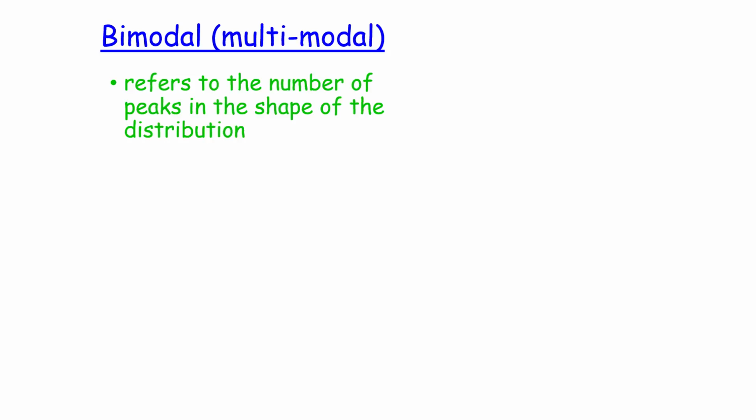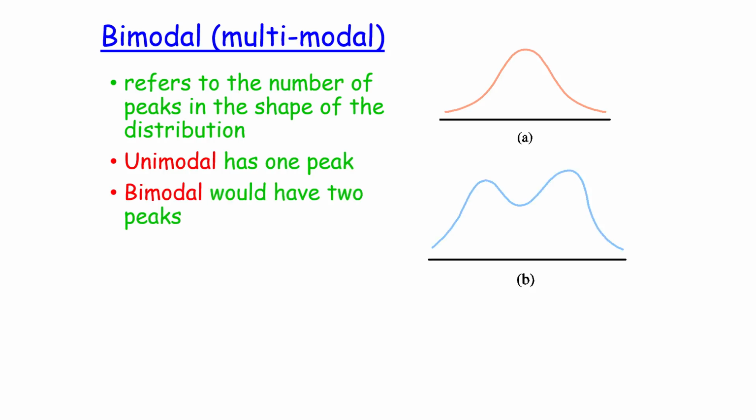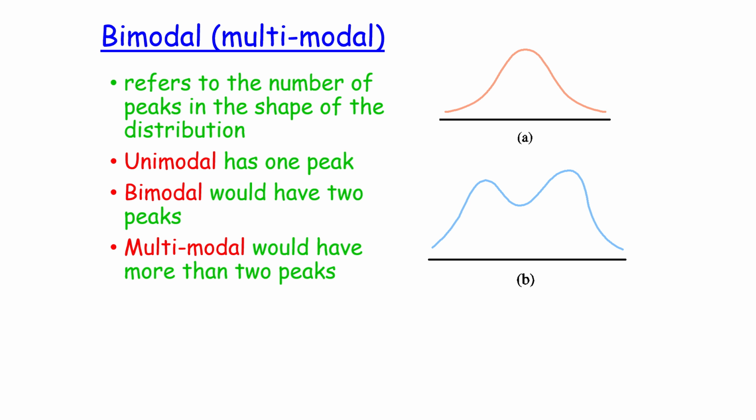Let's talk a little bit about bimodal or multimodal. This refers to the number of peaks in the shape of the distribution. So a unimodal has one peak, such as this. A bimodal would have two peaks, such as this example. And a multimodal would have more than two peaks, such as what we see here.